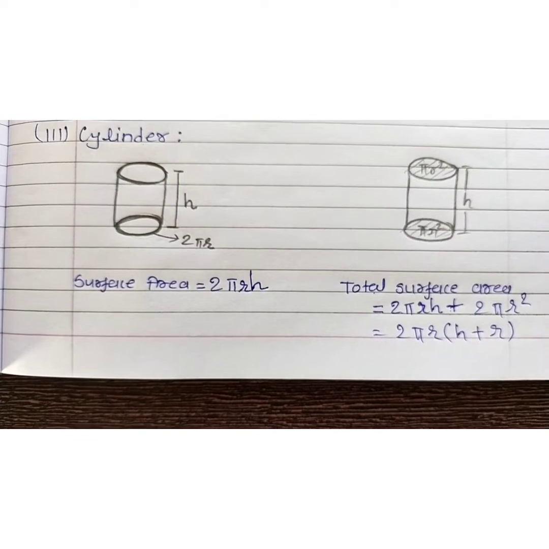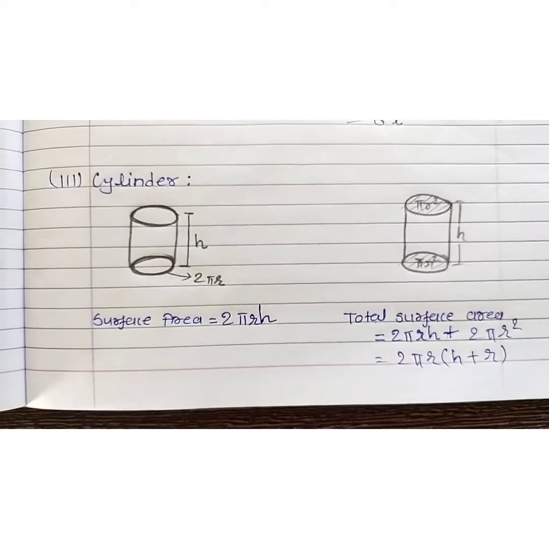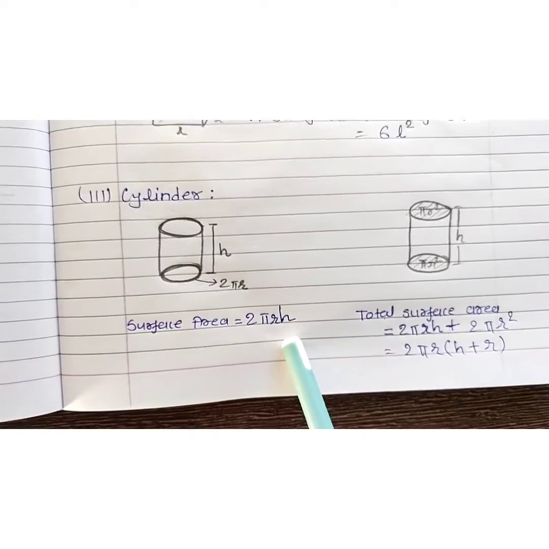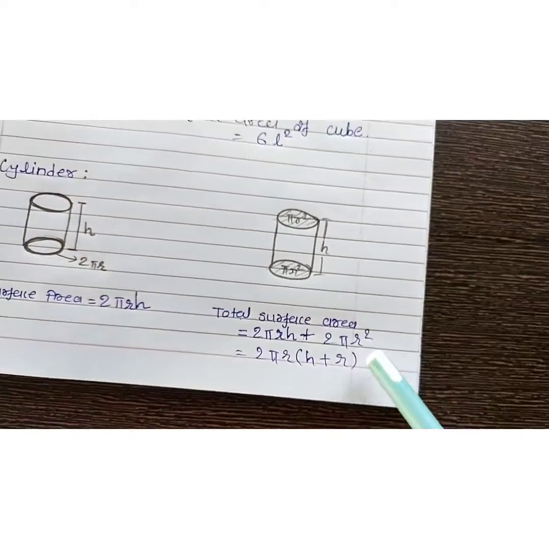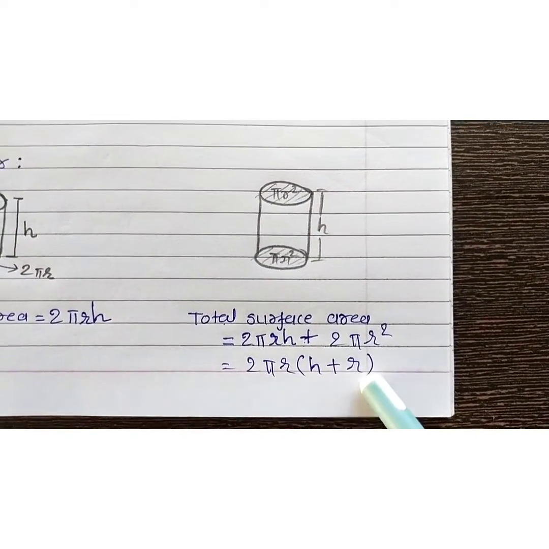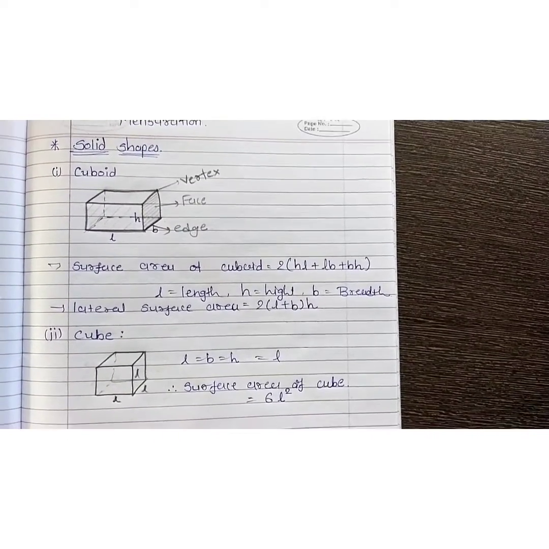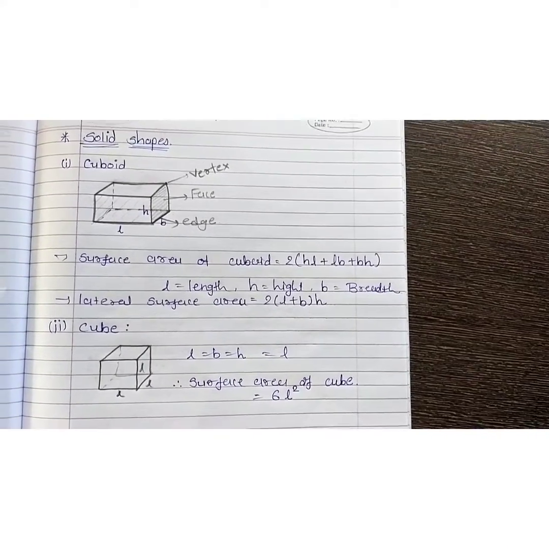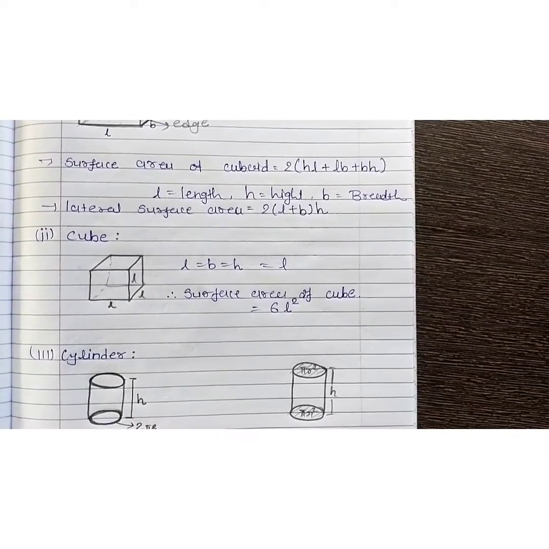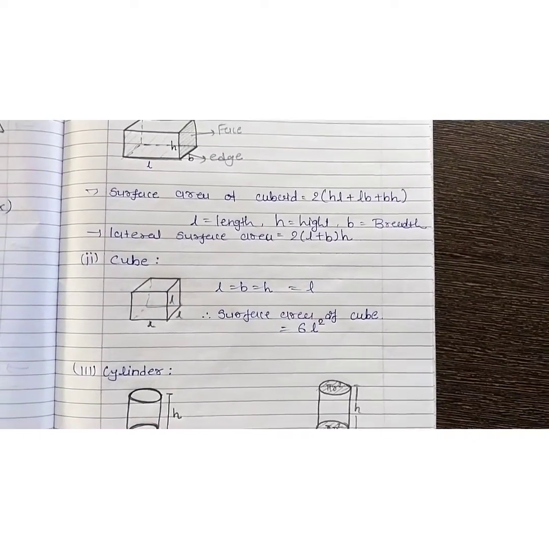So if we talk about surface area, or you can say curved surface area, or it is also called lateral surface area, the formula will be 2 pi r h. And if we talk about total surface area, the formula will be 2 pi r in bracket h plus r. Okay, so we learned three formulas: cuboid, cube and cylinder. Okay, for the next video or lecture, we will solve some examples related to these formulas.